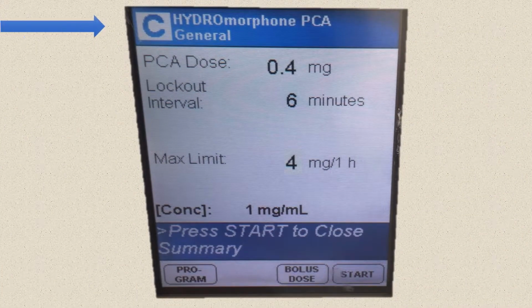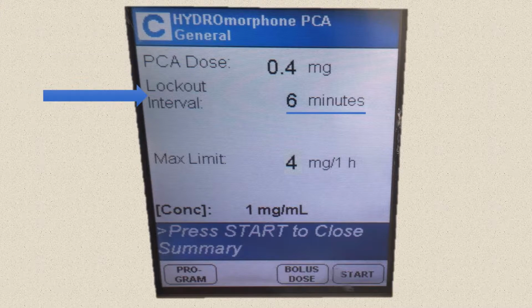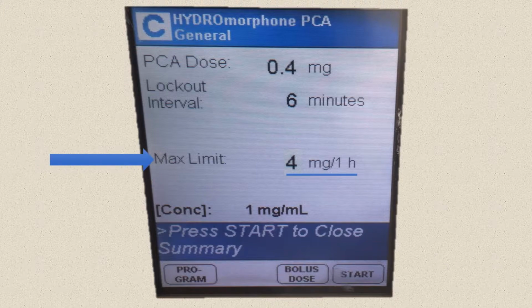At the top is the specific agent and the template the order came from. In this case, the opioid hydromorphone was ordered using the general template. The PCA is set with a 0.4 milligram patient bolus dose, a 6-minute lockout interval. Since there is no continuous infusion in this example, nothing is listed, but it would appear in the empty space here. And finally, based on the above parameters, the hourly limit is correctly set at 4 milligrams per hour.